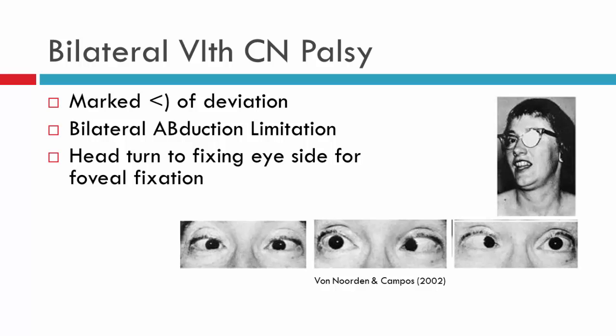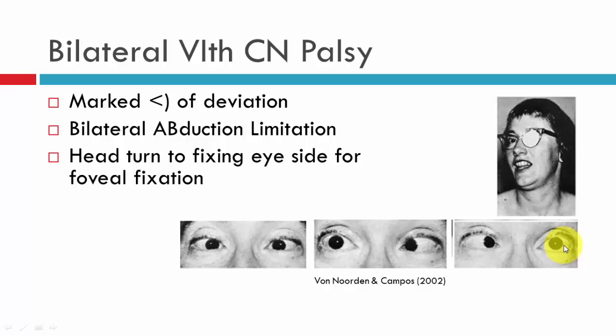Moving on now to bilateral sixth nerve palsies, you can have a patient who has both abducent nerves affected. In this instance, you will or should see a marked angle of deviation. Having both lateral rectus affected will give you a marked angle of deviation. We can see this in this patient here. She has a very large esotropia in primary position.